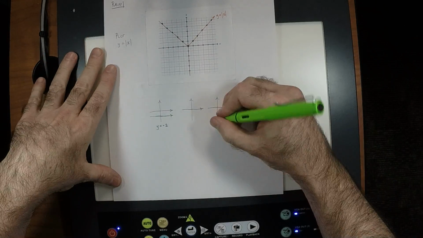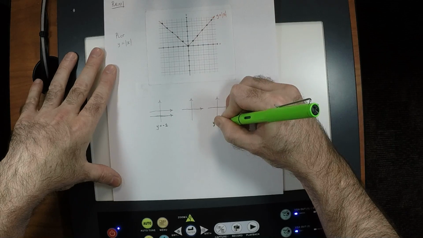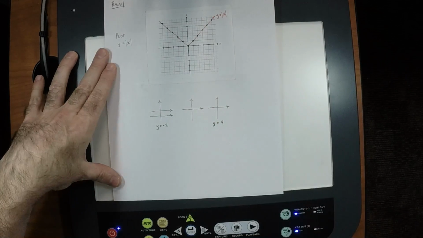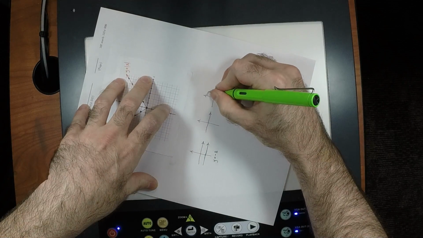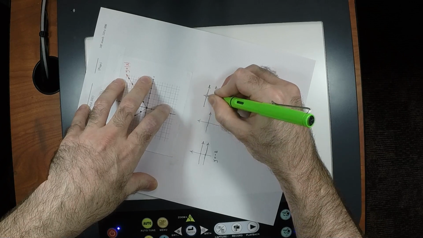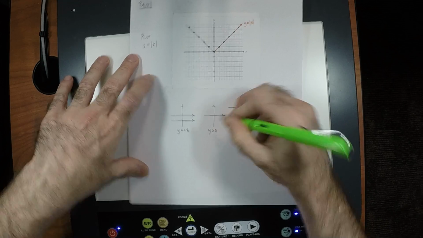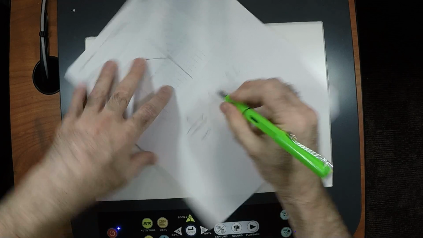All right. What will y equal to, say, 4 look like? Right, it'll be a horizontal line that is above the origin. And then what does y equal to 0 look like? Right, it's exactly the x-axis.